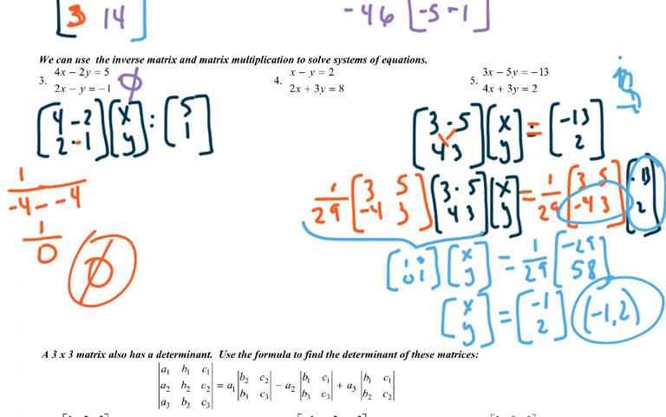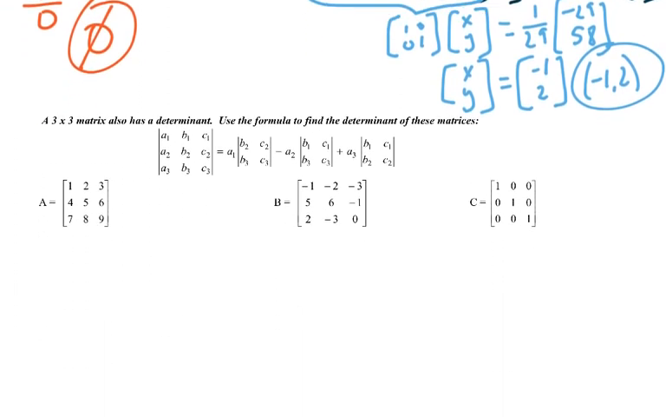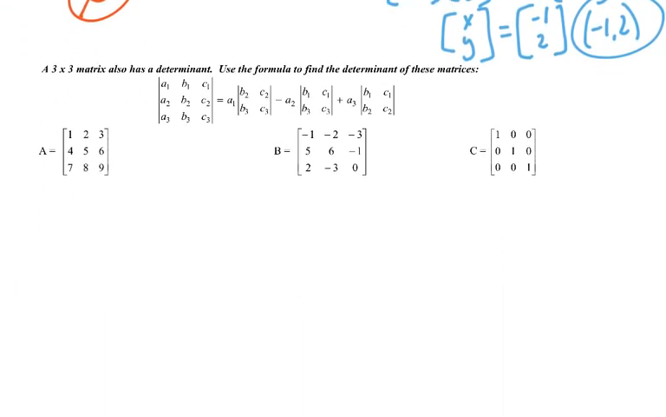Of course, on a quiz or a test, I would always give you one, like 4 or 5, that has a solution. That's the main thing that we're doing today. This last piece is the 3 by 3 determinant. This is actually setting us up for tomorrow's notes, but we will go through it anyway.